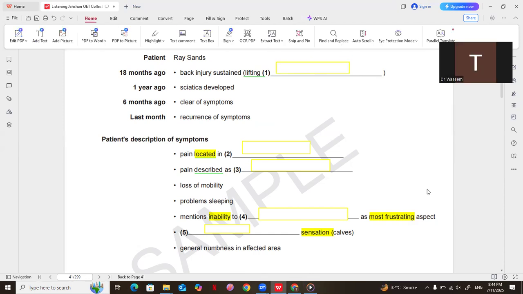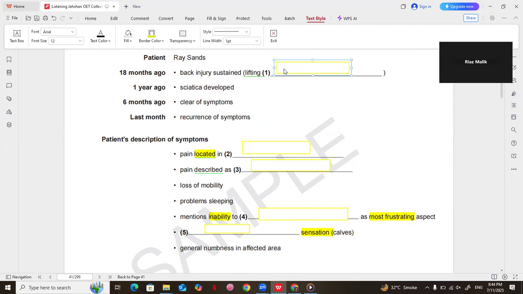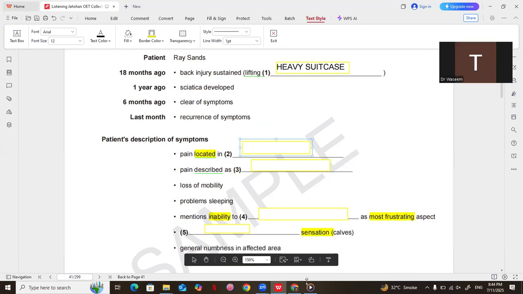Okay, so you have heard all the answers. What do you think is the right answer for the question? Sir, heavy suitcase. And what the other one? Sir, the next one, pen located in the bag, sir. Located in the back? No. He said the pain was in the right leg, but the doctor mentioned that the problem was in the back. In the bag. Yeah. Did you hear that? Yes, sir.